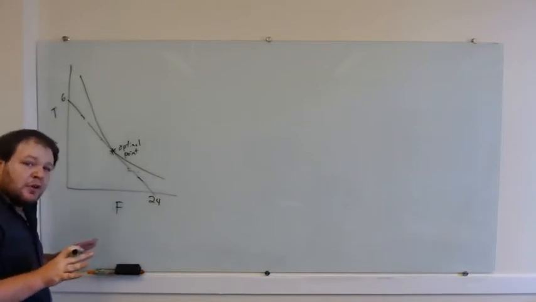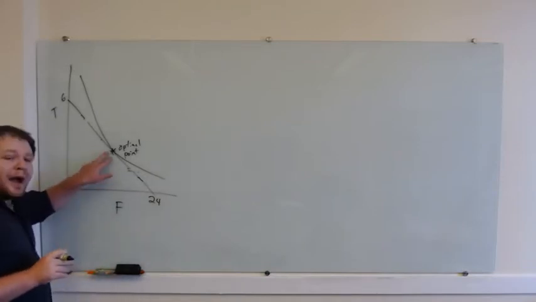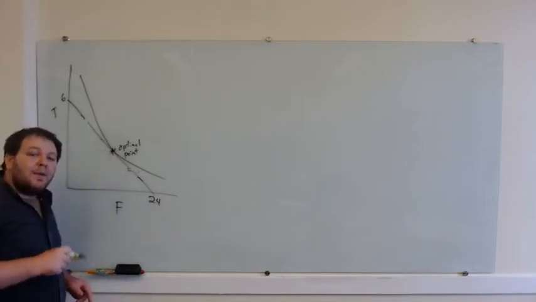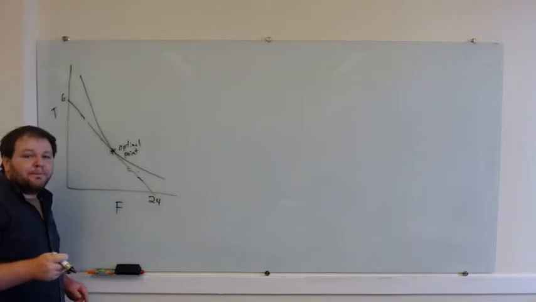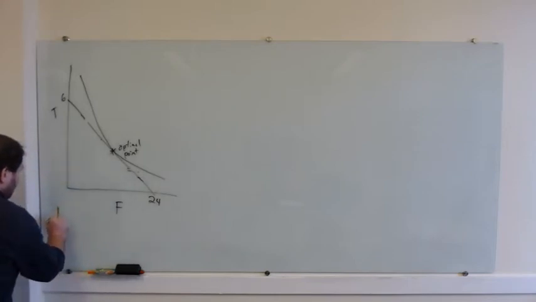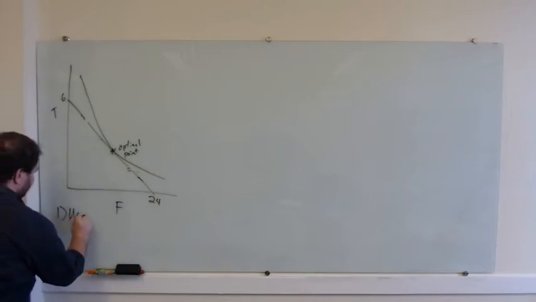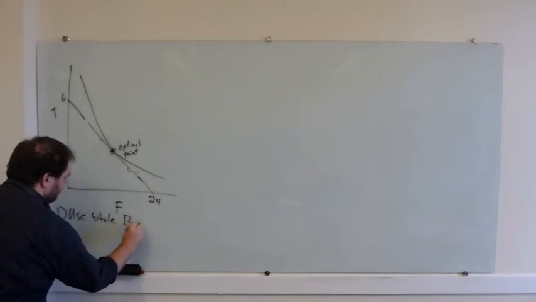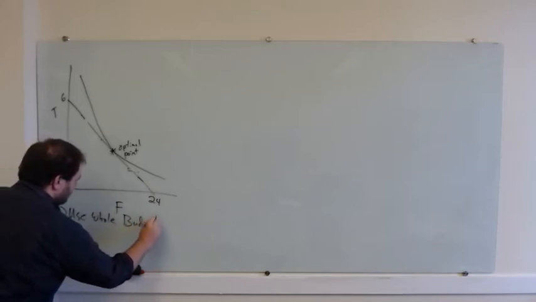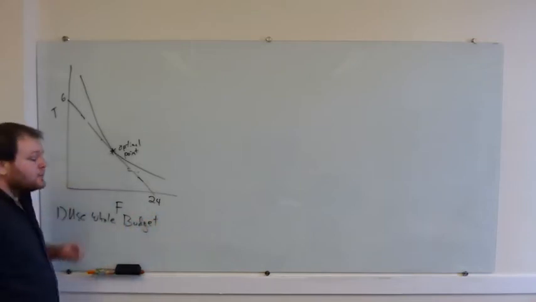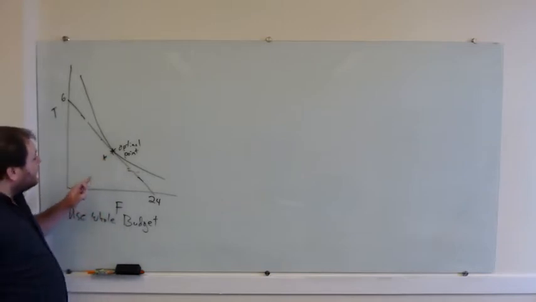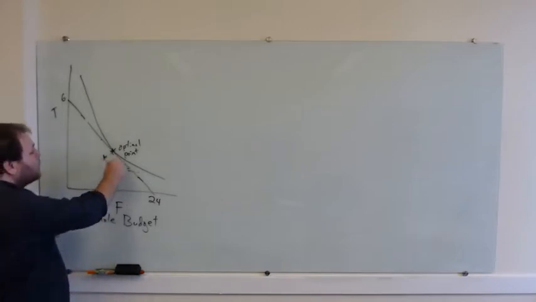So the first thing I want to do is notice two properties that have to be true of an optimal choice like this, that we're going to use to calculate this point. The first property is pretty straightforward. It's that we use our whole budget. In other words, we can't have an optimal choice like this, because as long as more is better, we'd be better off having more of one good or the other.